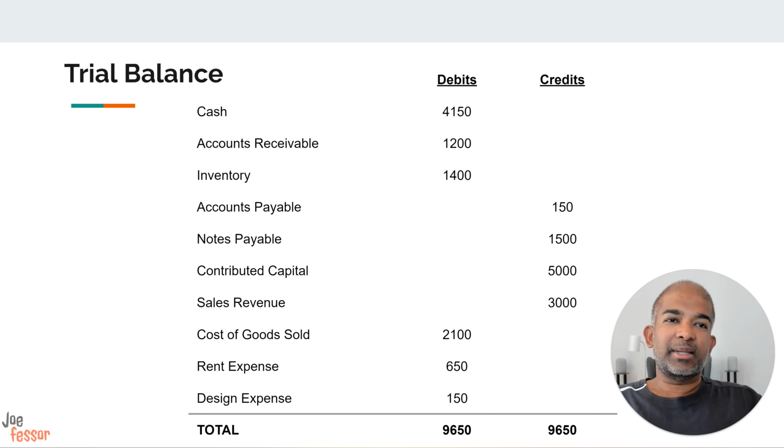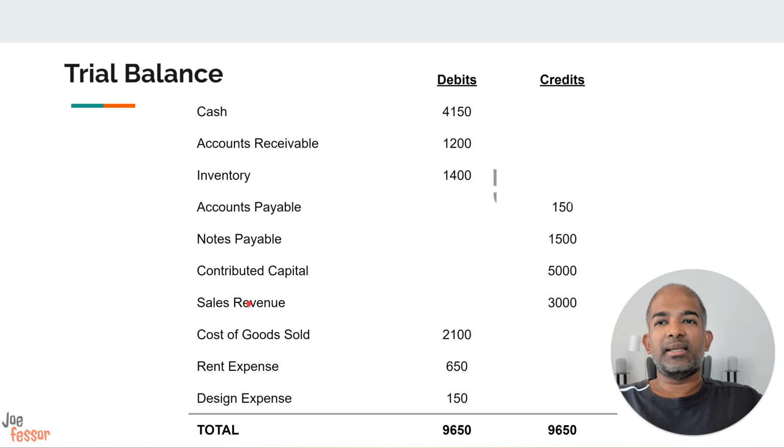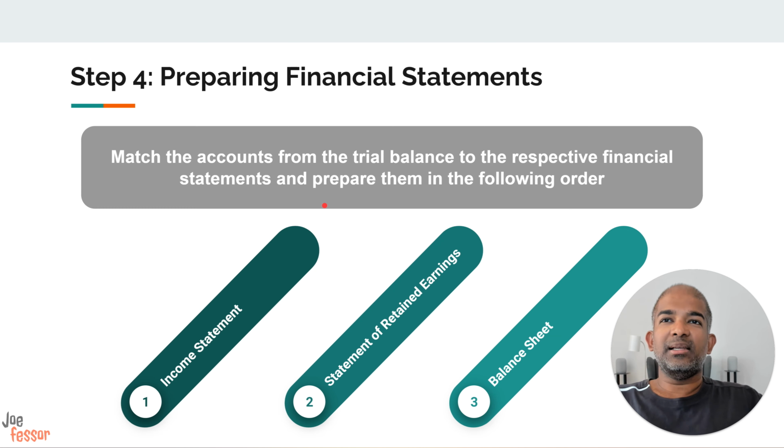Once the trial balance has been created, the next step is to create the financial statements. So how do we prepare the financial statements? We match the accounts from the trial balance to the respective financial statements and prepare them in the following order. First, you prepare the income statement. So you have the revenue and the expenses information provided in the trial balance. You would use that to prepare the income statement.